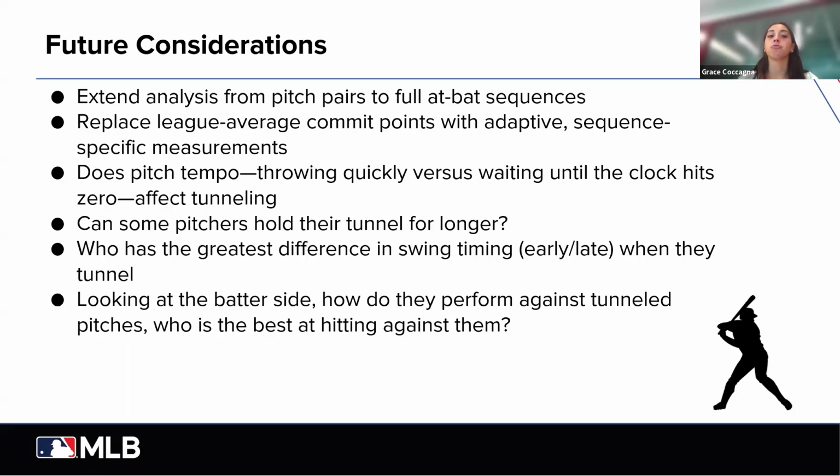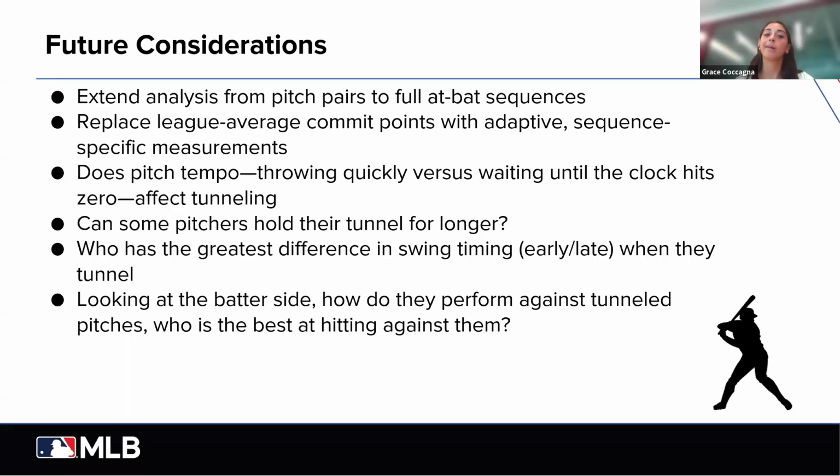Additionally, I could look into replacing league average commit points with a more adaptive sequence-specific measurement using that biomechanical data. I did pull an average with that 167 milliseconds since plate, but I think if I really wanted to get more precise, we could do it on a per batter, per situation basis.